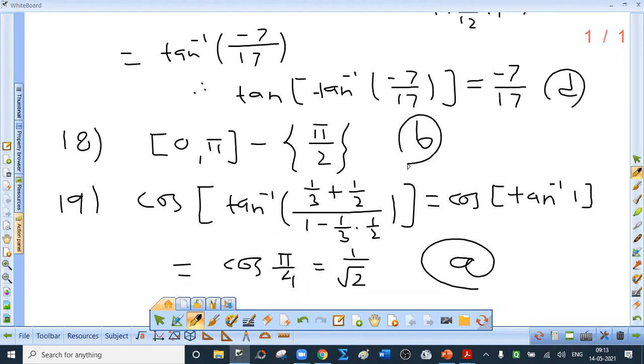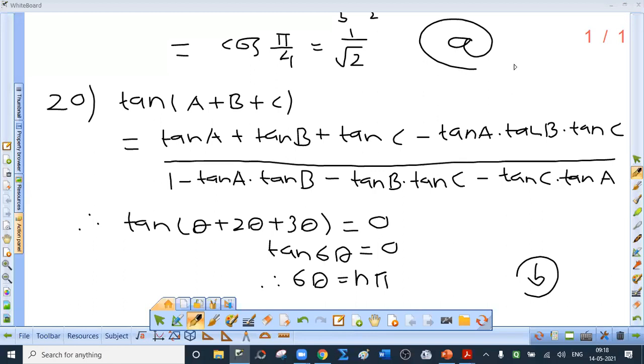19th, cos of tan inverse 1 by 3 plus tan inverse half. Now what is tan inverse 1 by 3 plus tan inverse half? It is tan inverse of (1 by 3 plus half) upon (1 minus 1 by 3 into half). That is tan inverse 1, which is pi by 4. So ultimately we have to find cos of pi by 4, which is 1 by root 2. Correct option is A, Ahmedabad.